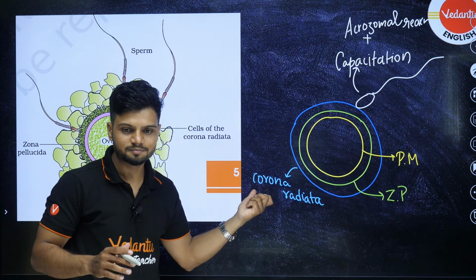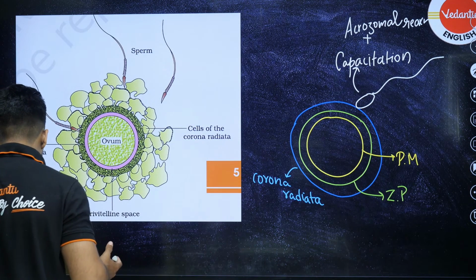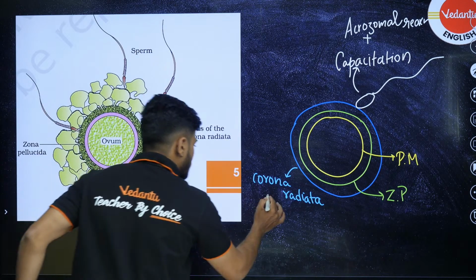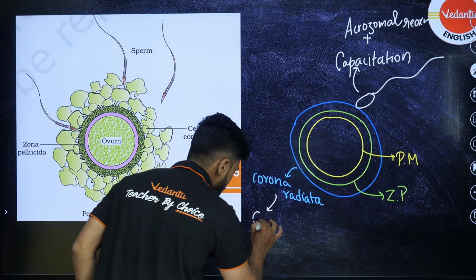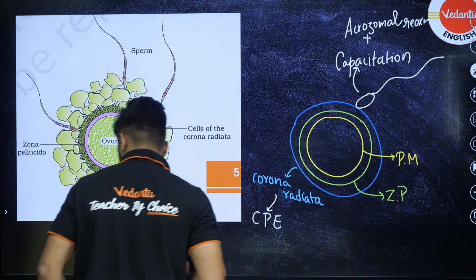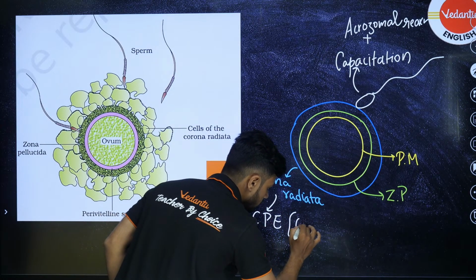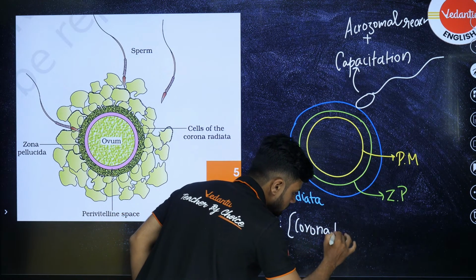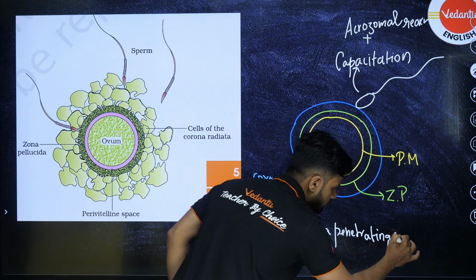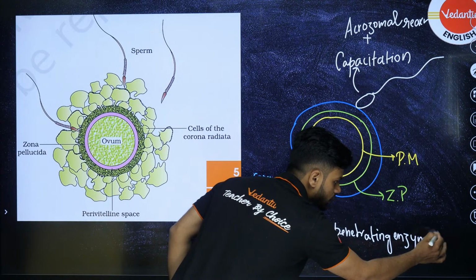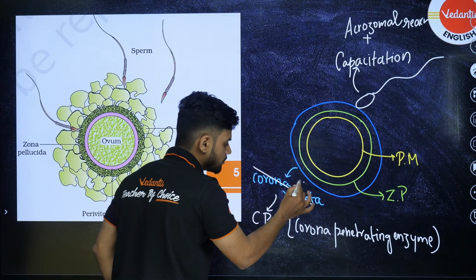Do you want me to tell that? If yes, I'll tell that. It's not an issue, but it will simply not be asked in an examination. Because the corona radiata is actually broken by something called CPE, that is nothing but the corona penetrating enzyme. With the help of the corona penetrating enzyme, the corona radiata layer is broken down.